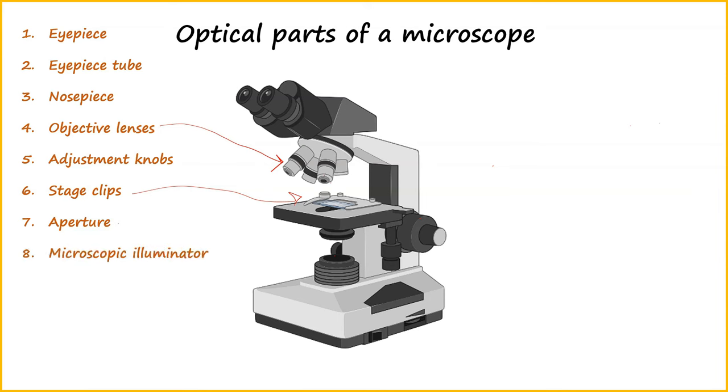Now come to the next part, which is called the microscopic illuminator. The microscopic illuminator is located at the base. It is basically a light source which is used to provide light to the microscope.